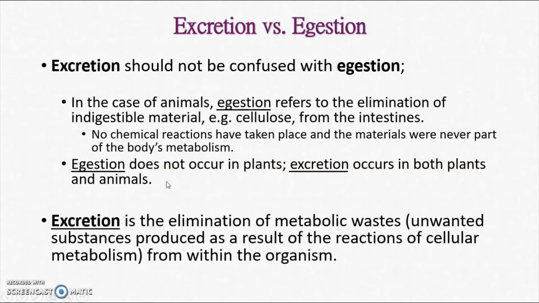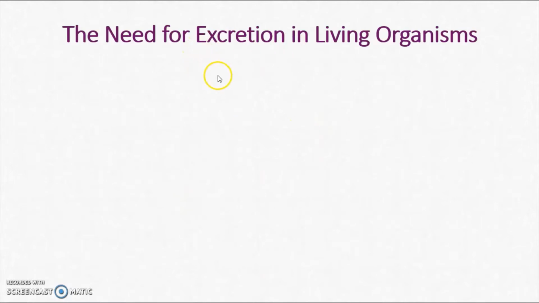Excretion is the elimination of metabolic waste or unwanted substances produced as a result of the reactions of cellular metabolism from within the organism. Let's now look at the need for excretion in living organisms. Why do we need excretion?